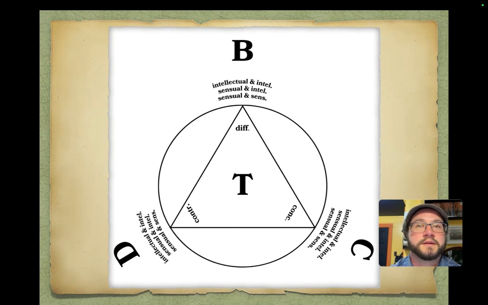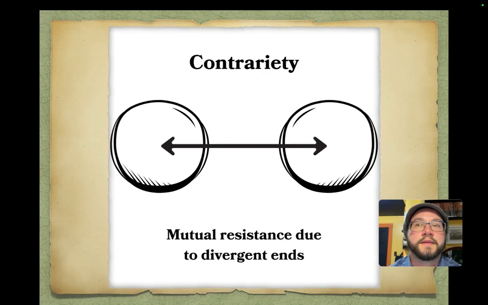So let's take a look at this third one, contrariety. That one is a little bit tougher because what you might think is contrariety might turn out to be difference and vice versa. So you really have to look at it closely to understand which one applies to what you're talking about. So the definition that I have down here on the bottom is actually from Ramon Llull, and he says that contrariety is mutual resistance due to divergent ends.